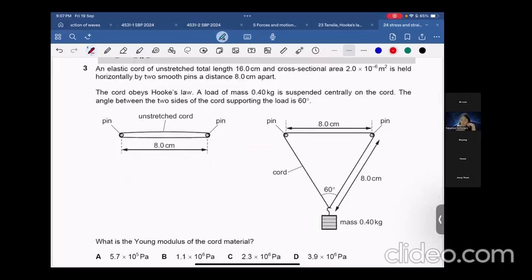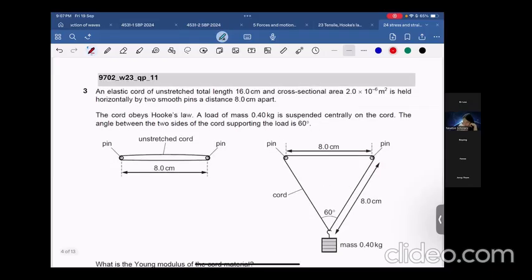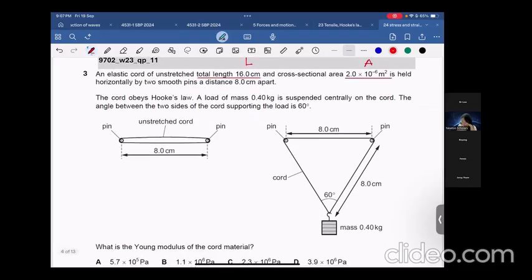Okay, this one is an elastic cord of unstretched length. So unstretched length, this is the original length L. Cross-sectional area, this is your area A. It is held horizontally by two smooth pins at a distance X. The cord obeys Hooke's law, so we can use F equals Kx. It applies to the Young modulus, so F over x is applied.